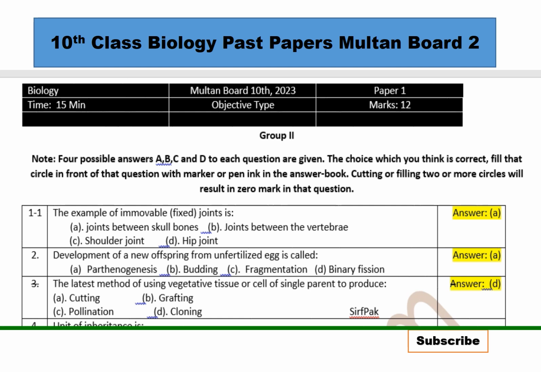Number 2, development of a new offspring from unfertilized egg is called parthenogenesis, budding, fragmentation, binary fission. Correct option is A. Parthenogenesis. Number 3, the latest method of using vegetative tissue or cell of single parent to produce offspring is A. Cutting, B. Grafting, C. Pollination, D. Cloning. Correct option is D. Cloning.